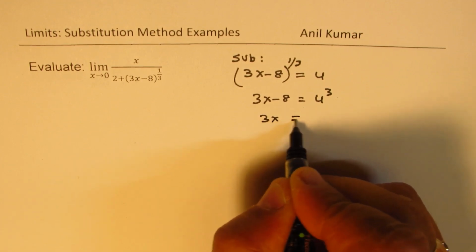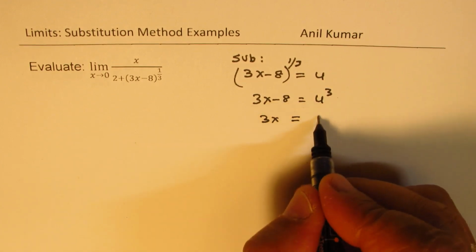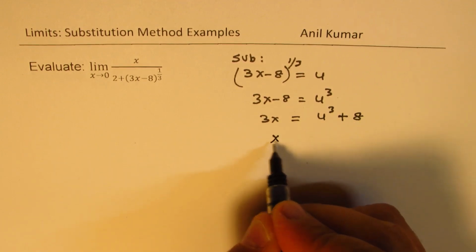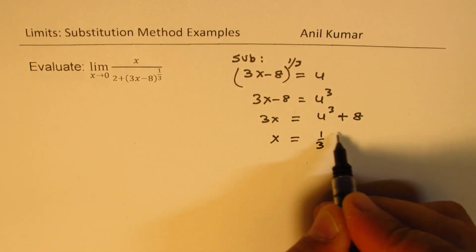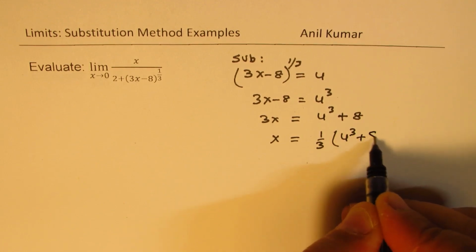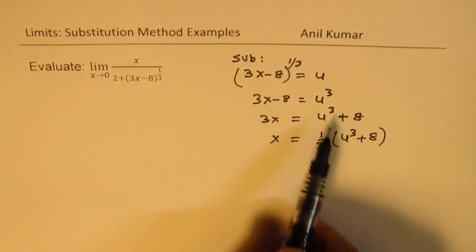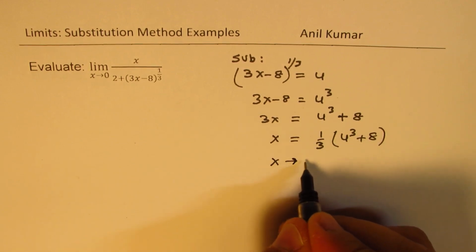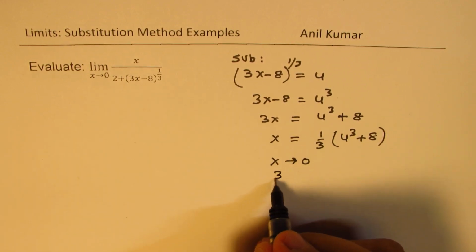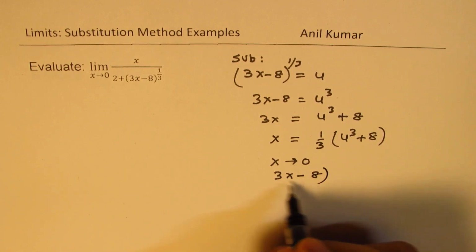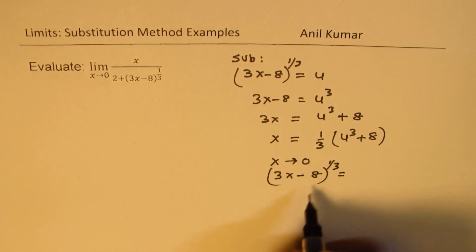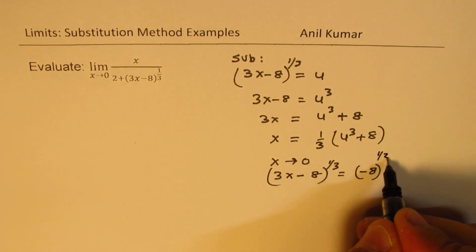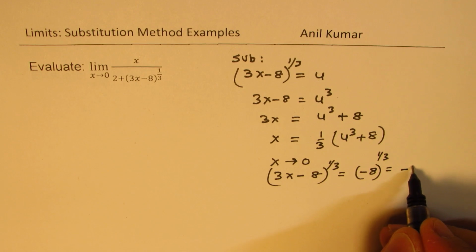So 3x is equal to u cube plus 8, and x will be equal to 1/3 of u cube plus 8. Clear? Now secondly, we need to check the limit, right? So when x approaches 0, the value of 3x minus 8 to the power of 1 over 3 is equal to what? It is minus 8 to the power of 1 over 3, which is minus 2, right?